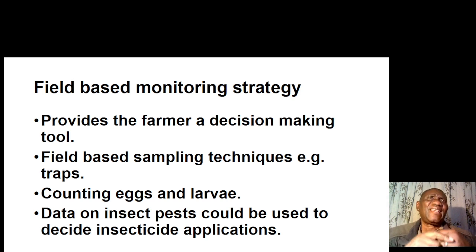Now this is very important because the farmer is not just going to spray anyhow, because this can be costly. And also, if we just spray anyhow, we may also kill beneficial insects, which can help us with biological control. So we don't want to damage the ecosystem using these chemicals, but we want to manage the chemicals properly so that they help us to control the pests. So, as I have just said, data on insect pests could be used to decide on insecticide applications. And we have a typical example of the cotton pest spraying strategies.